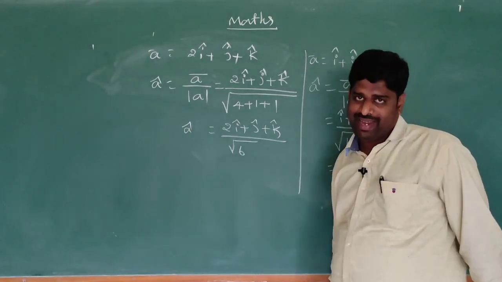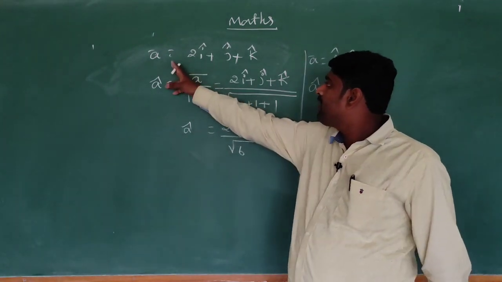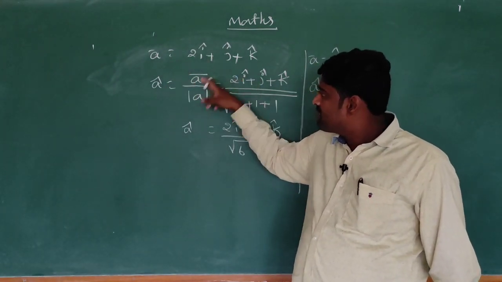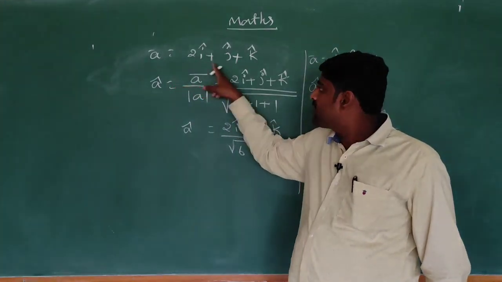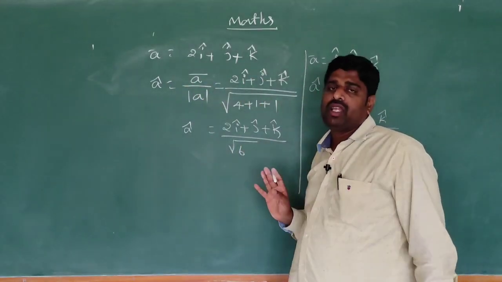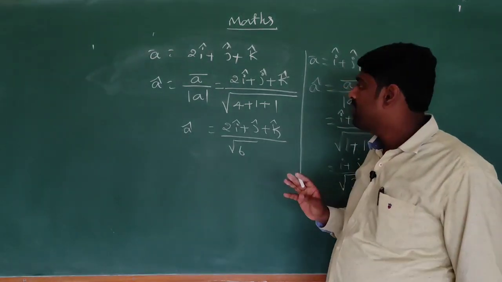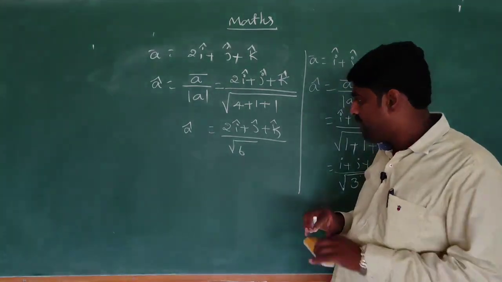So I think all of it is clear. Find the unit vector of the vector, this is the formula. Suppose find the unit vector in the direction of the vector, same formula only: a cap is equal to a bar divided by magnitude of a bar.